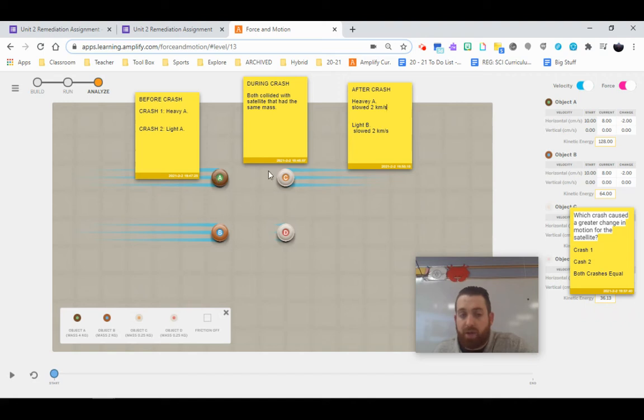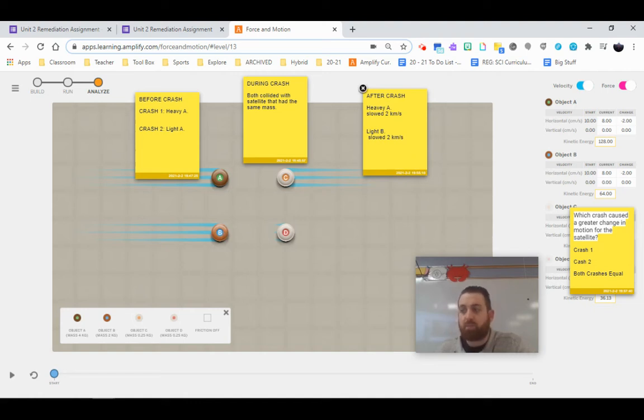Now, the most important thing here is this after effect. Since our asteroid A has a larger mass than B, it's going to require a larger force to slow it down in the same regards to the lighter asteroid here.